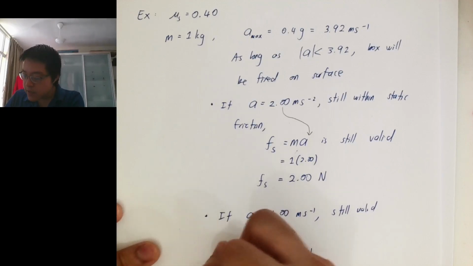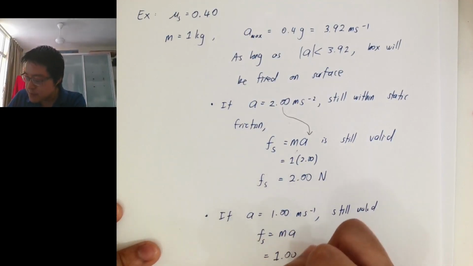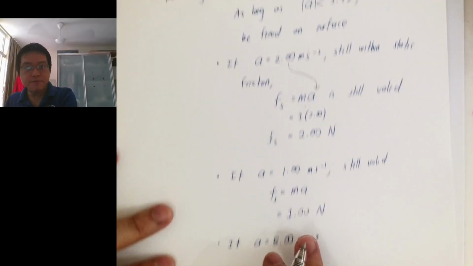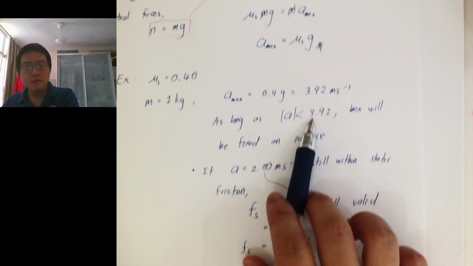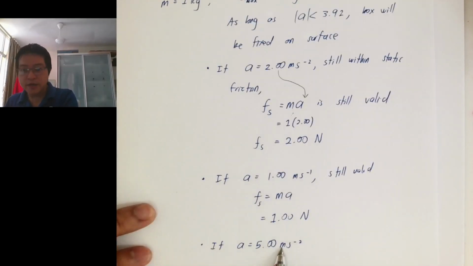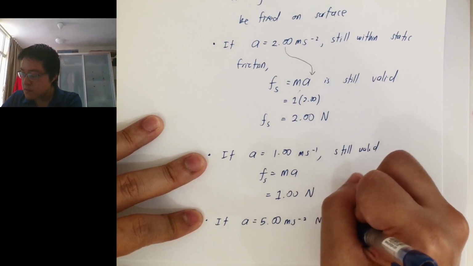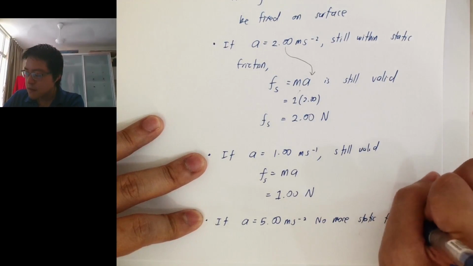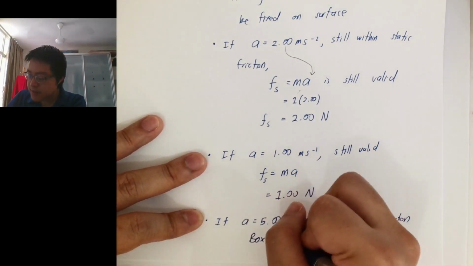Okay, so if I accelerate at 5 meters per second squared, it is more than the maximum already, right? It is more than my mu s g. So if it's more already, then no more static friction. That means if I accelerate too fast, the box will slide over the surface.